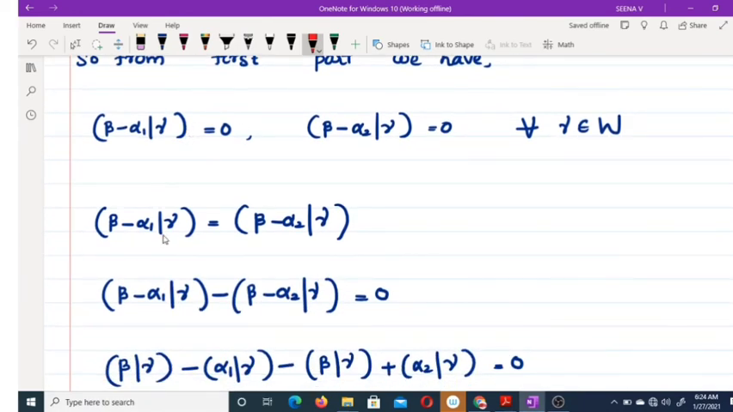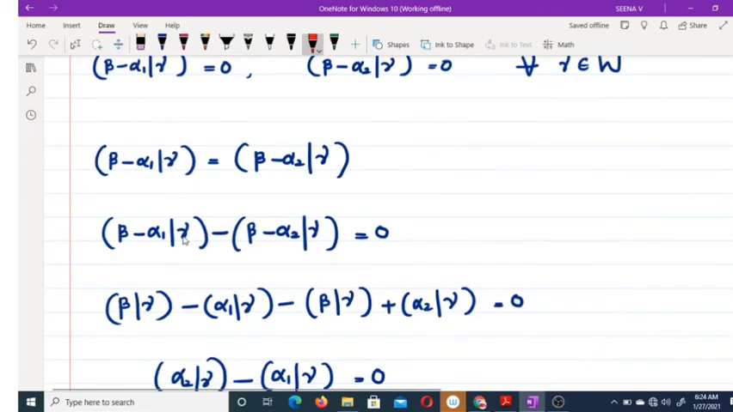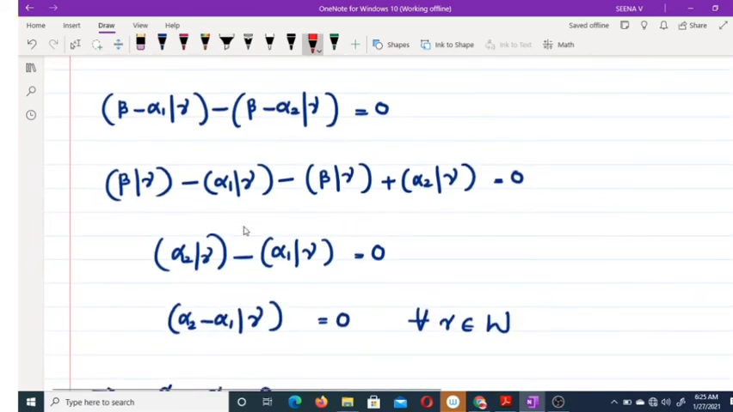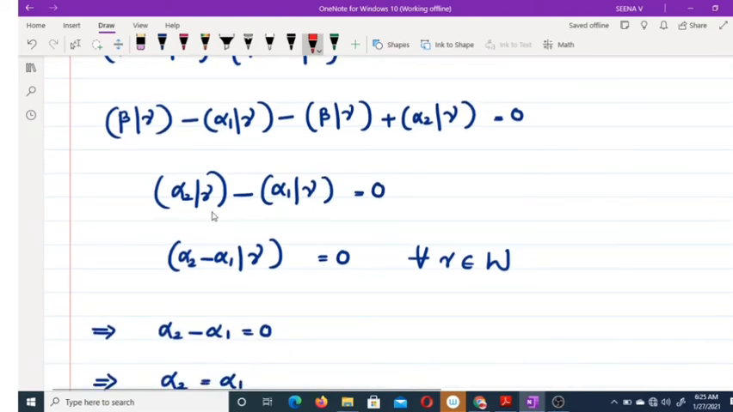That means the inner product of beta minus alpha 1 and gamma minus the inner product of beta minus alpha 2 and gamma equals 0. Splitting this, we get the inner product of beta and gamma minus the inner product of alpha 1 and gamma minus the inner product of beta and gamma plus the inner product of alpha 2 and gamma equals 0. Cancelling these two terms, we get the inner product of alpha 2 and gamma minus the inner product of alpha 1 and gamma equals 0. And from this, we get the inner product of alpha 2 minus alpha 1 and gamma equals 0 for every gamma belonging to W.